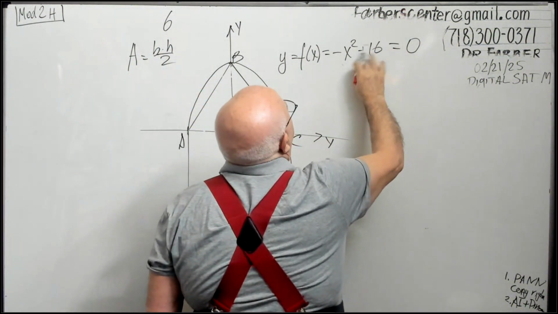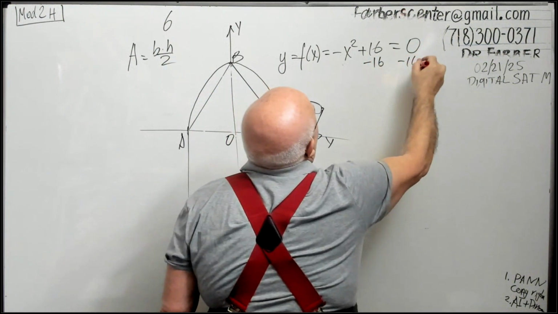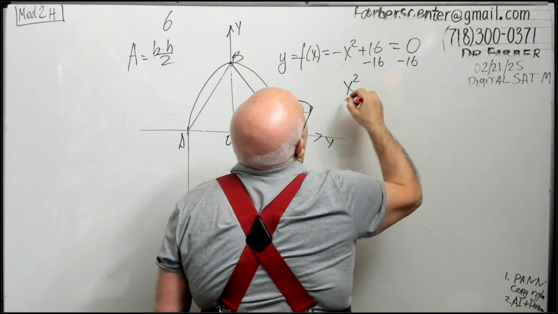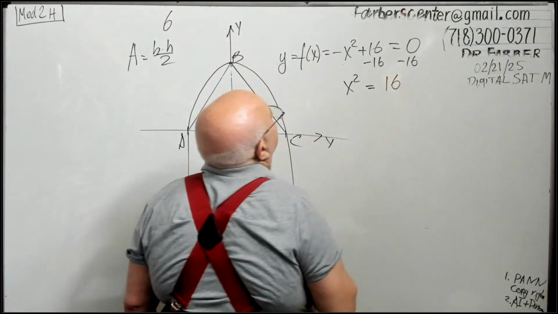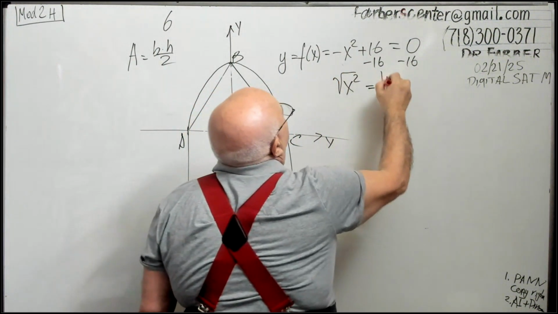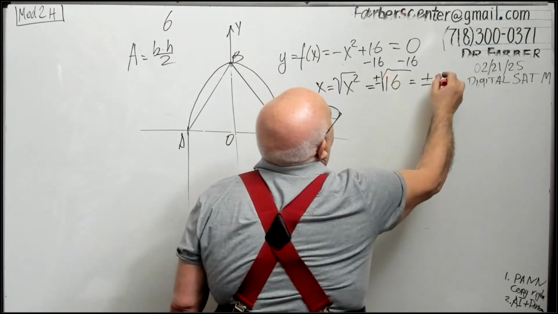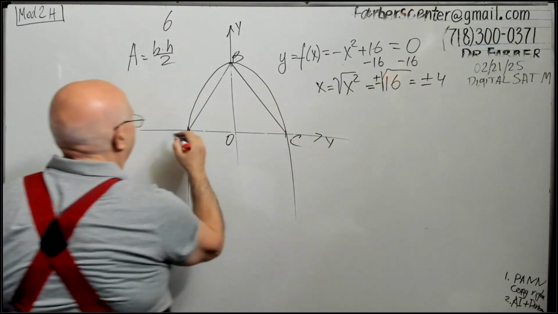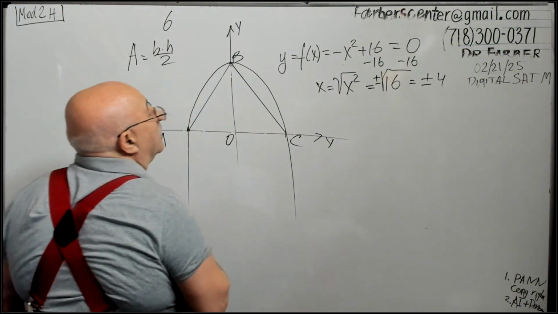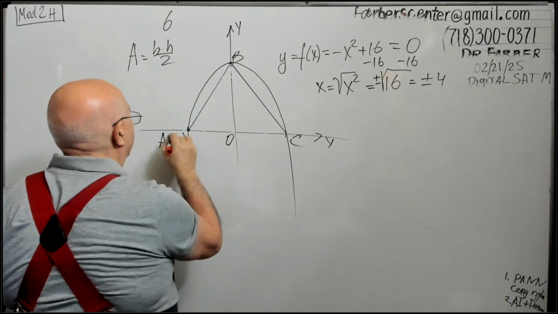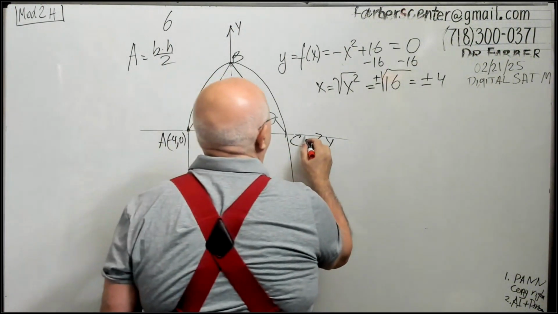Minus 16, or I can multiply minus 16 and minus 16, or x squared equals to 16. I multiply mentally by -1. Take square root of this, plus minus 4. So this guy is A, is -4, 0. And this is C, is 4, 0.